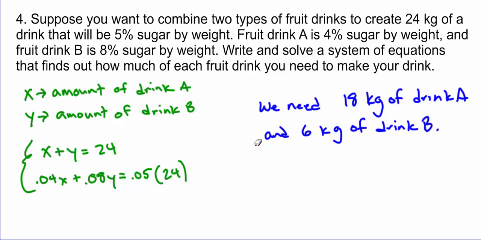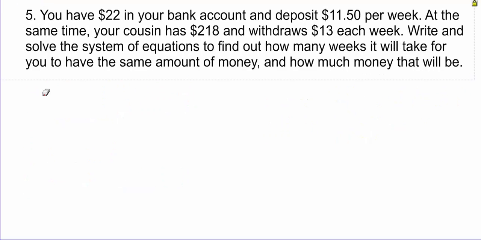All right, so again, here's the answer, 18 kilos of drink A and 6 of B. You can choose that by the method of your choice. Again, graphing's great, but if you want to use substitution or elimination, absolutely. All right, let's look at number 5.